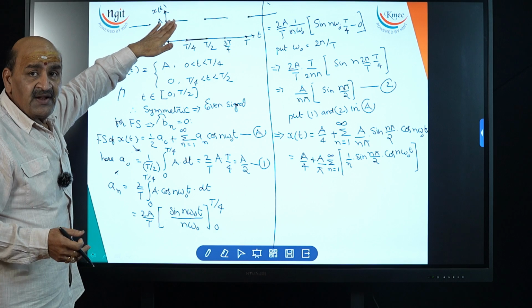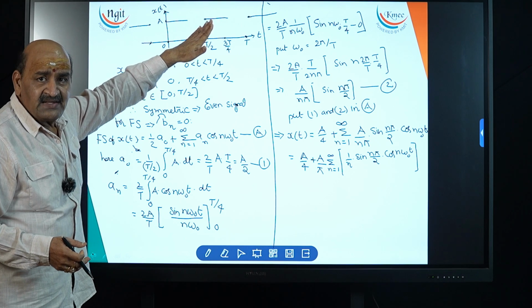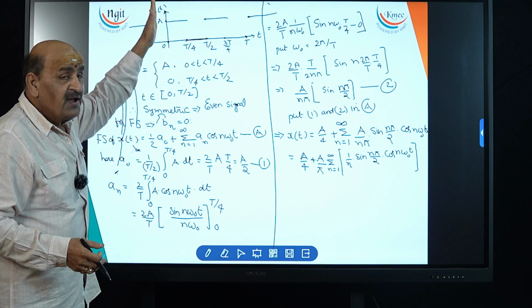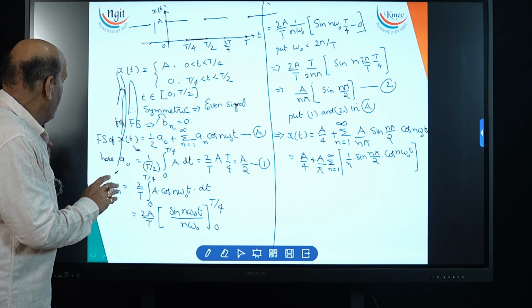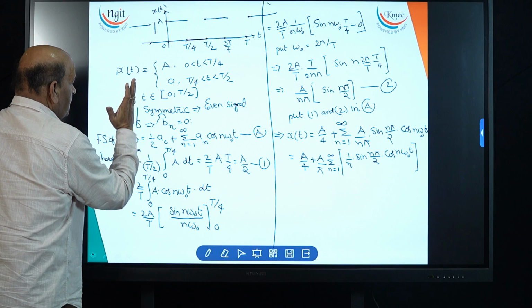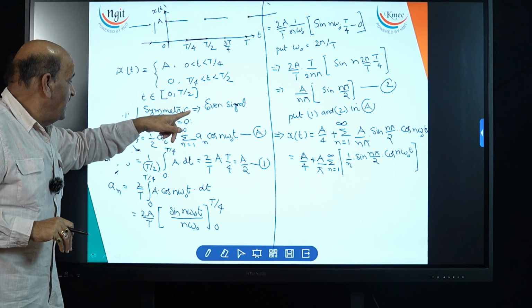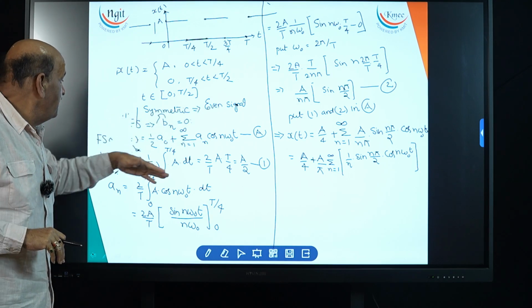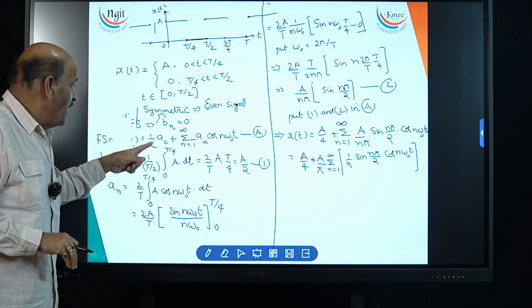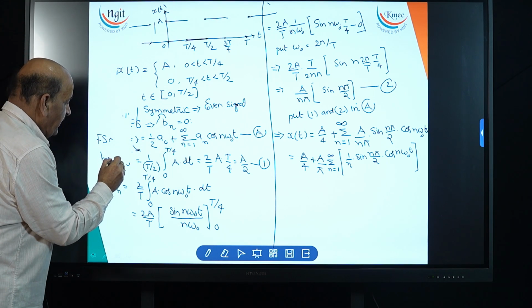One more point. Whenever a wave is surrounding the y-axis, on the right hand side and on the left hand side, in that way the wave is said to be symmetric about the y-axis. Whenever it is symmetric about the y-axis, the wave is said to be even. Whenever it is even, there is no need to calculate Bn. So the Fourier series for the function equals half a naught plus summation 1 to infinity an cos n omega.